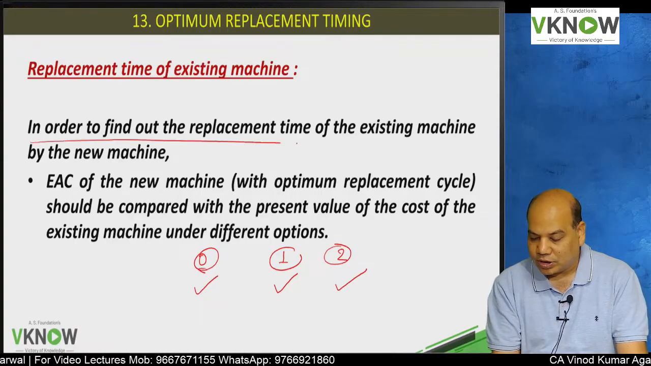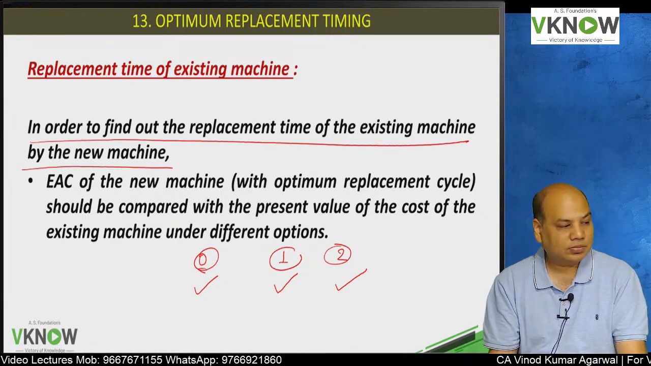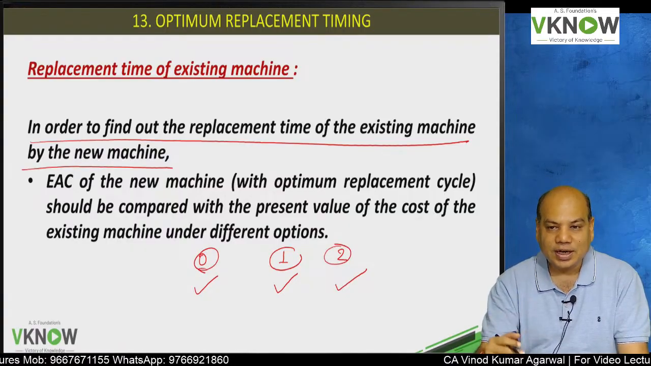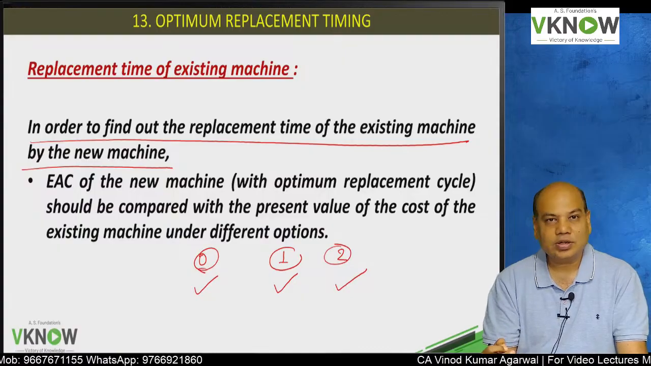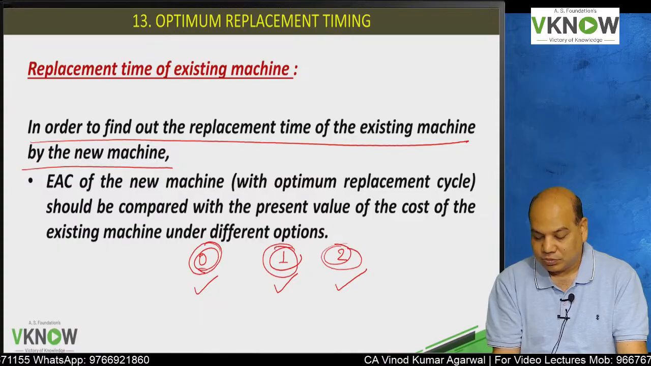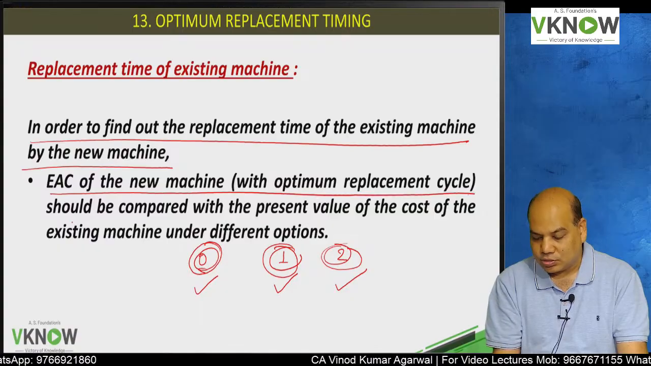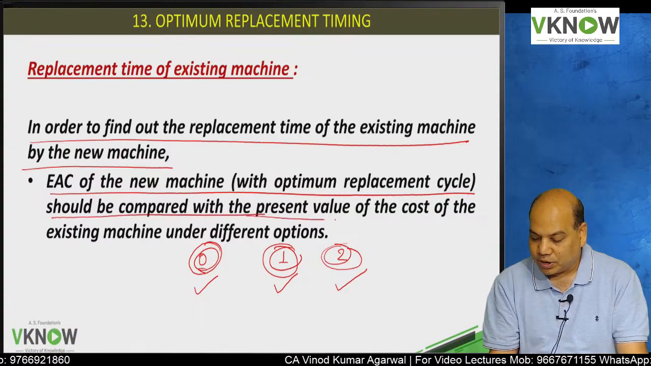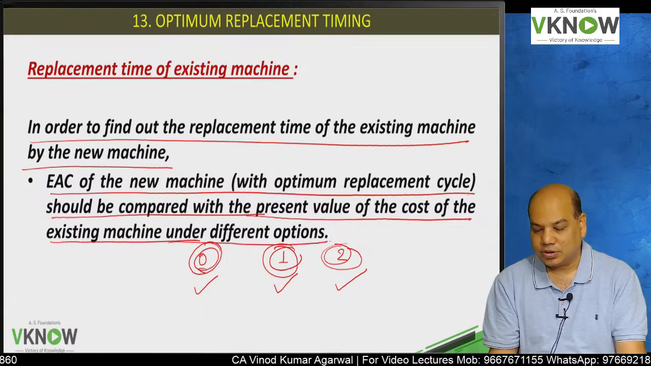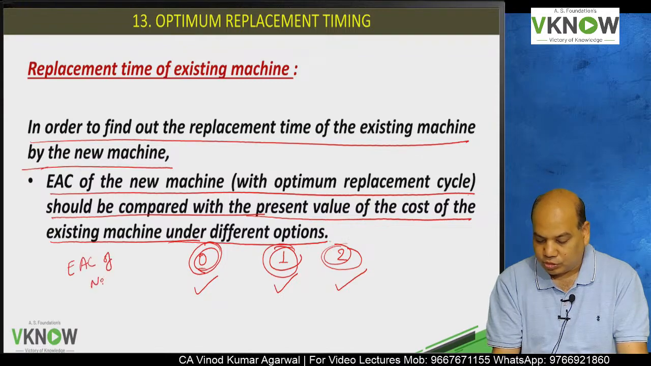In order to find out the replacement time of the existing machine by a new machine, the two questions are different. One is finding the optimum replacement cycle of a new machine, and the second question is, when should an existing asset be replaced? EAC of the new machine with optimum replacement cycle should be compared with the present value of the cost of the existing machine under different options. So we will compute EAC of the new machine.